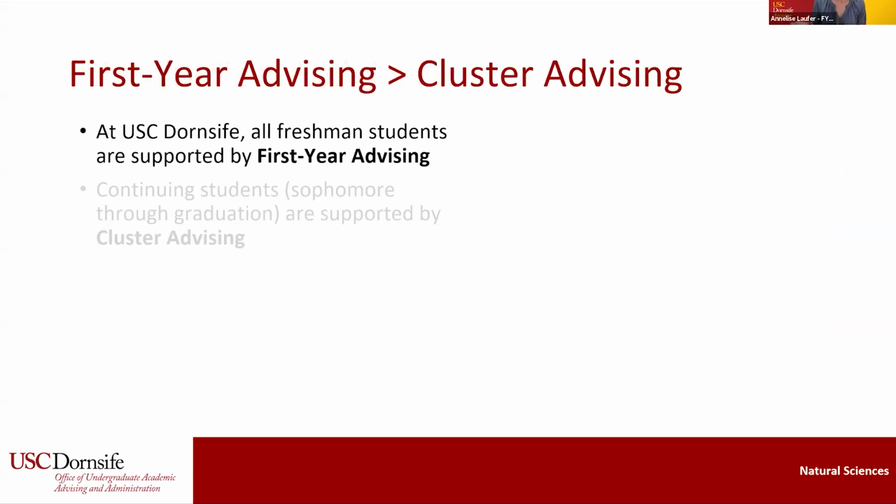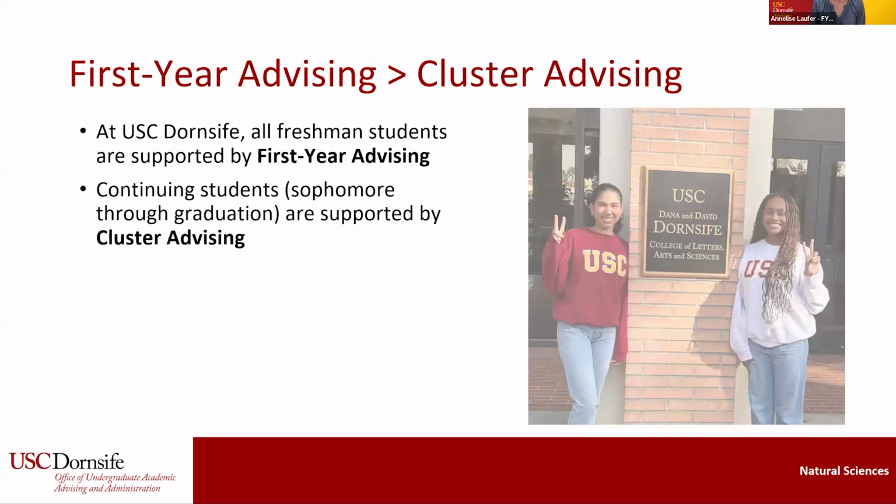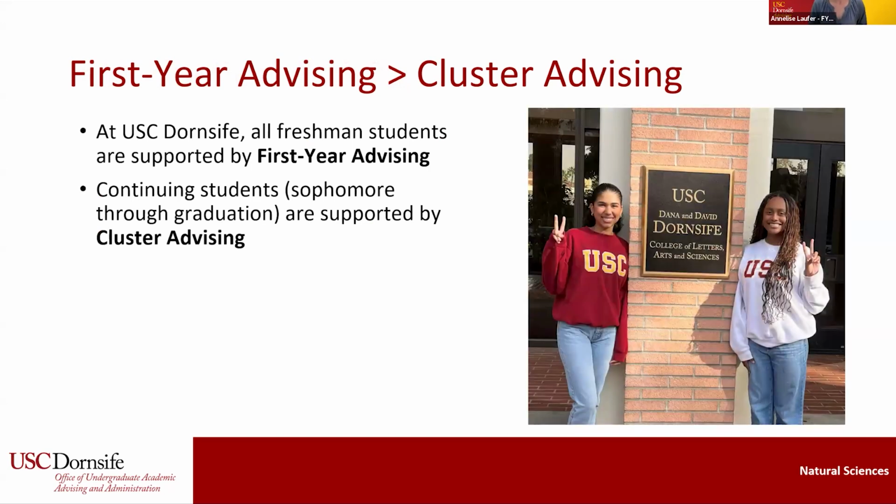And so for the past 8-9 months, if you are a fall admit, or the past 3 or 4 months, if you are a spring admit, you've been supported by first year advising. So you've had an assigned advisor here in our first year advising office. But continuing students, sophomores through graduation, are supported by cluster advising. So that's what we're really going to talk about today: what does cluster advising look like? Who are your cluster advisors? And what should you expect as you make that transition?